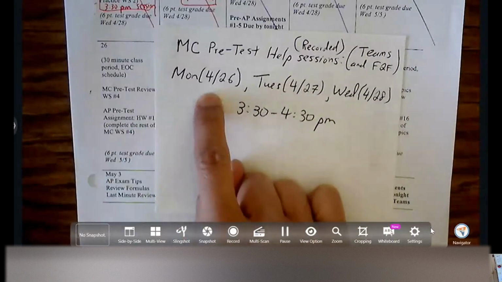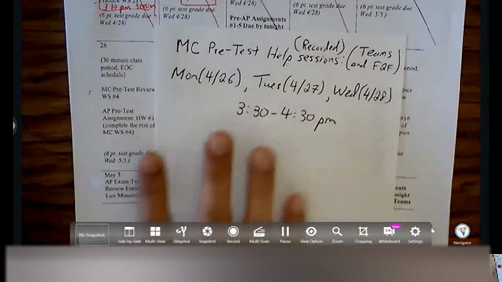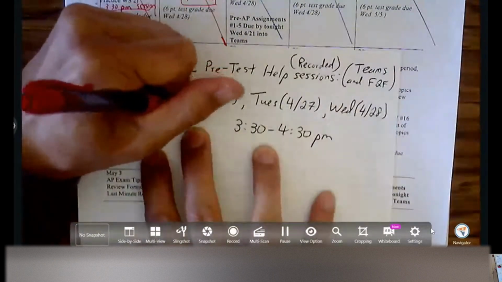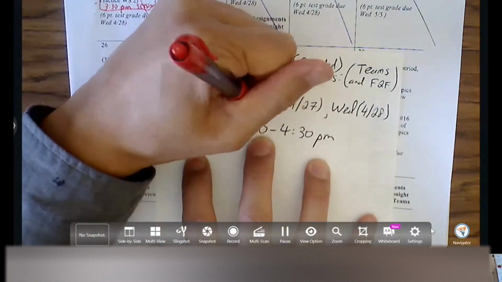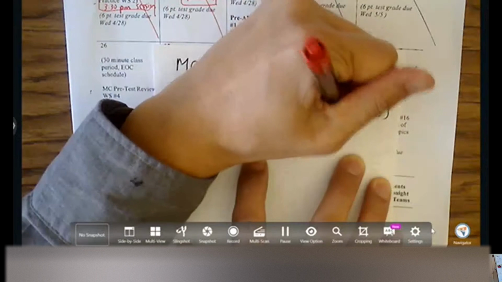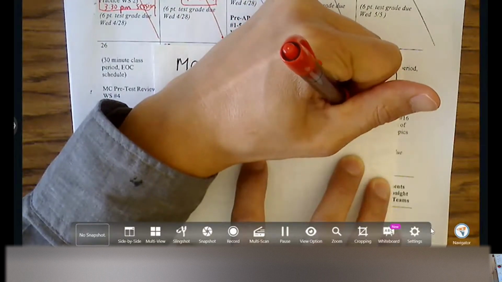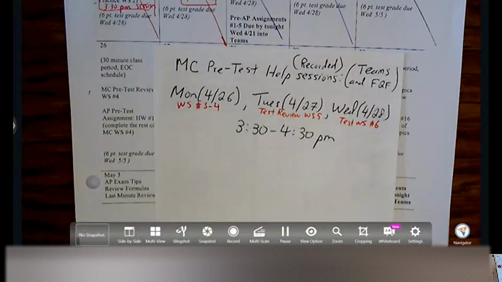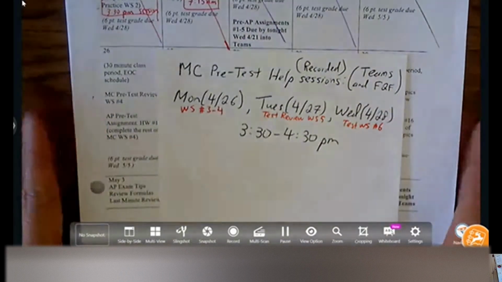So today I may go over more of worksheet four. Maybe I'll go over mainly worksheet three and four. And then tomorrow I'll go over test review, worksheet five. And then Wednesday I'll go over test review, worksheet six. Okay. Any questions with our schedule this week?